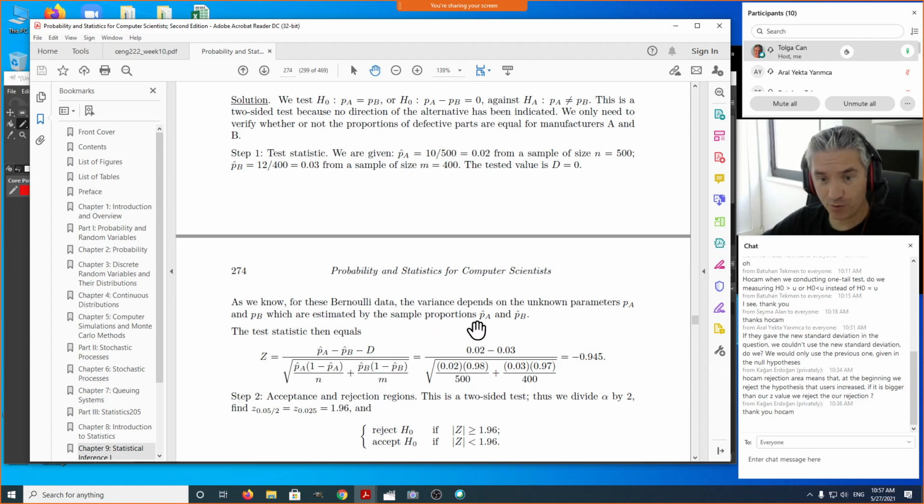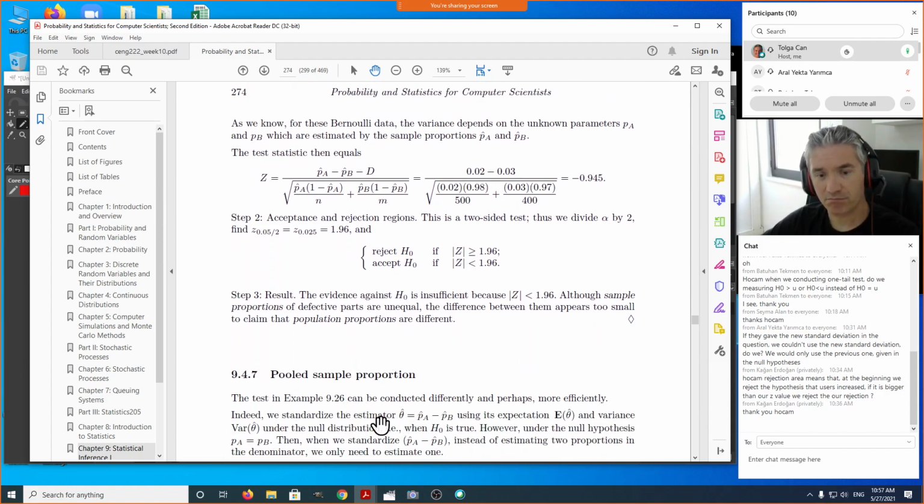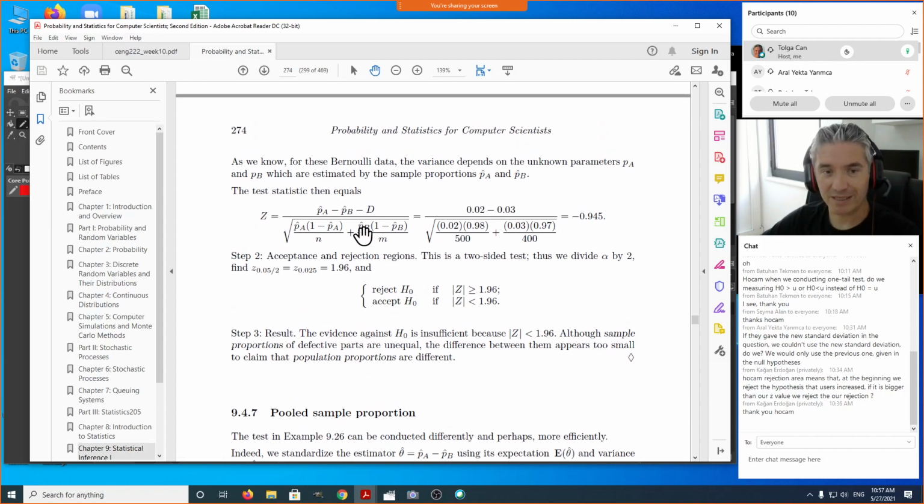An alternative would be, since our null hypothesis is already assuming that these are equal to each other, why don't we compute a pooled variance by computing a single p? We can do that. I think the rest of the example does that in a separate section. But it's also possible, because our null hypothesis assumption is that they are equal. So let's assume equality of those variances as well. This is the variance of manufacturer A's and the sample size. So this is our standard error.